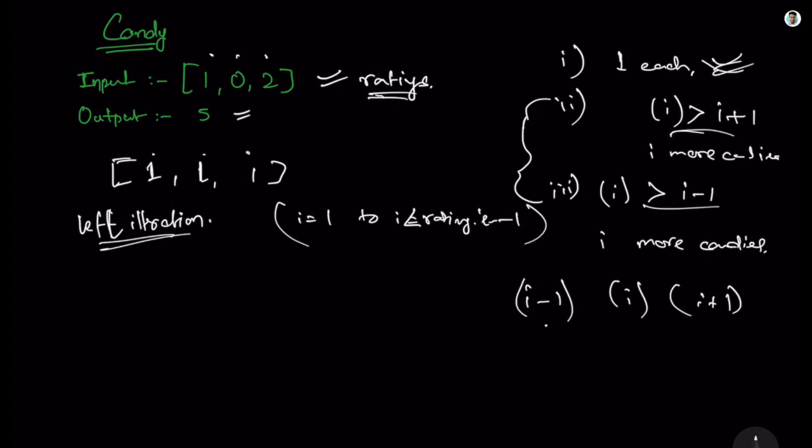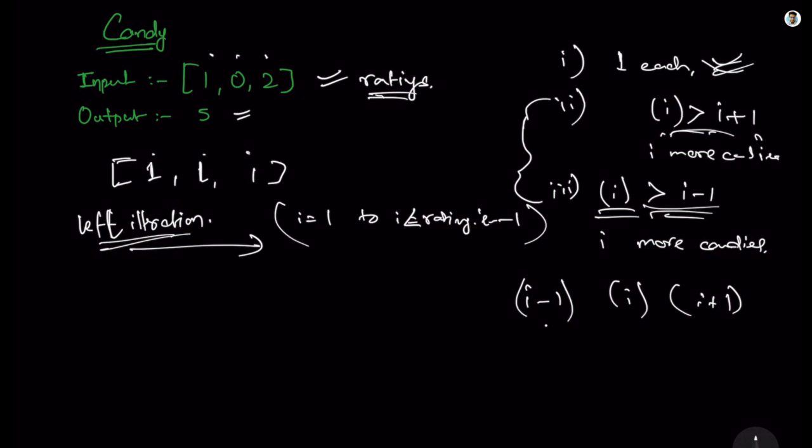What you have to understand is that when we run this condition, we are iterating from the first index to the last index, from the left side of the array. With the left iteration, if the rating at i is greater than the rating at i minus 1, then one candy more than the candies at i minus 1 will be given.